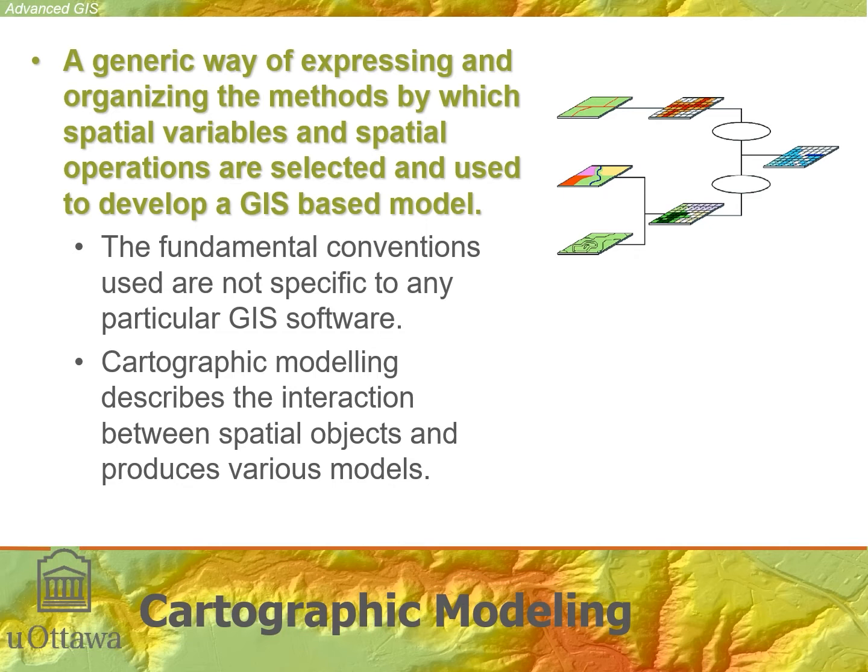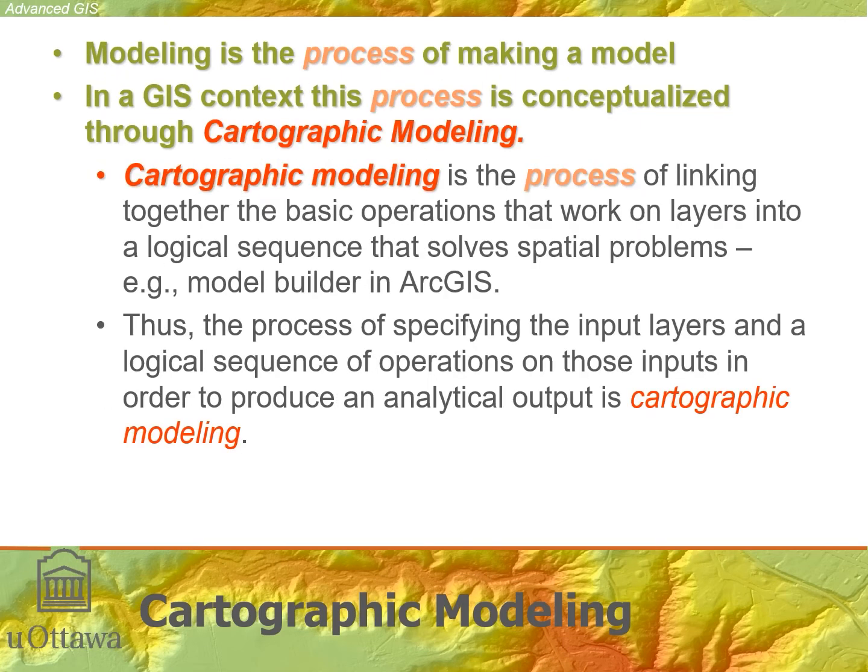And the cartographic model describes the interactions that happen to layers or between layers to create that output. And modeling is simply the process of making a model, or this special type of flowchart. And it's a process of linking together a set of basic operations called cartographic modeling processes that work on layers into some logical sequence to produce the desired output. And we can do this in Model Builder in ArcGIS. And that process of creating that flowchart, specifying the input layers, and the sequence of operations on those inputs to produce an output is simply called cartographic modeling.